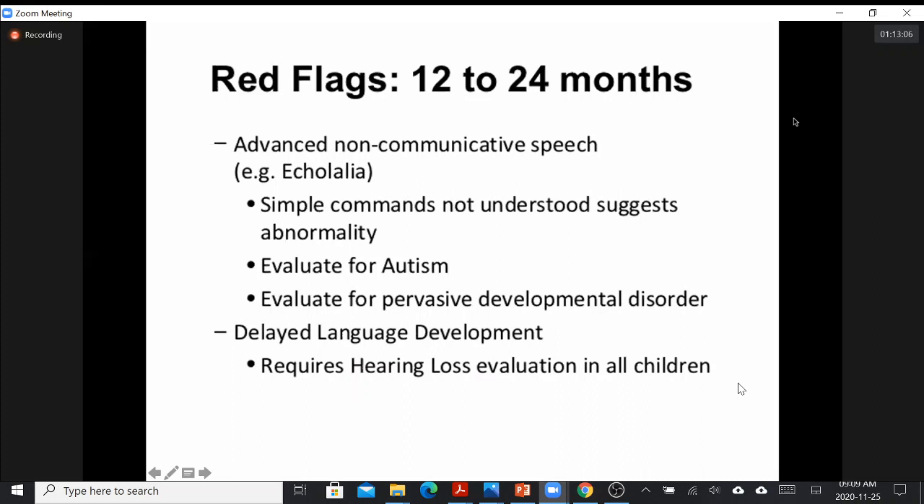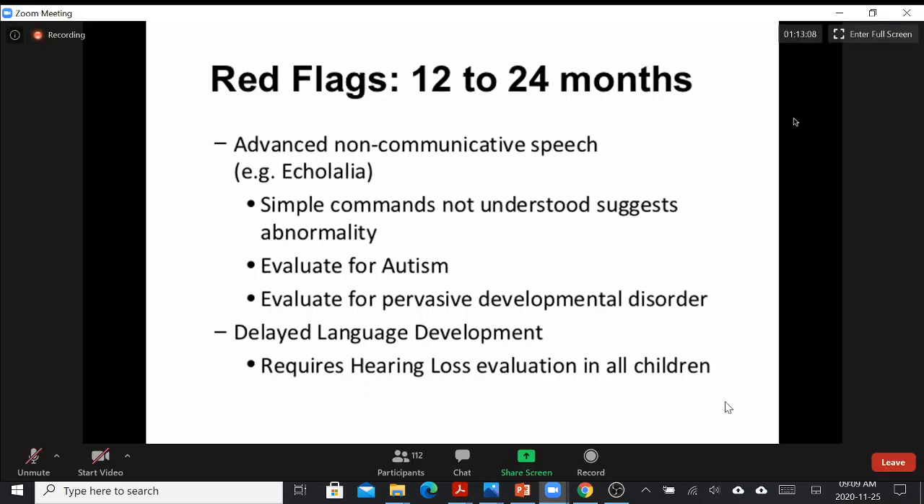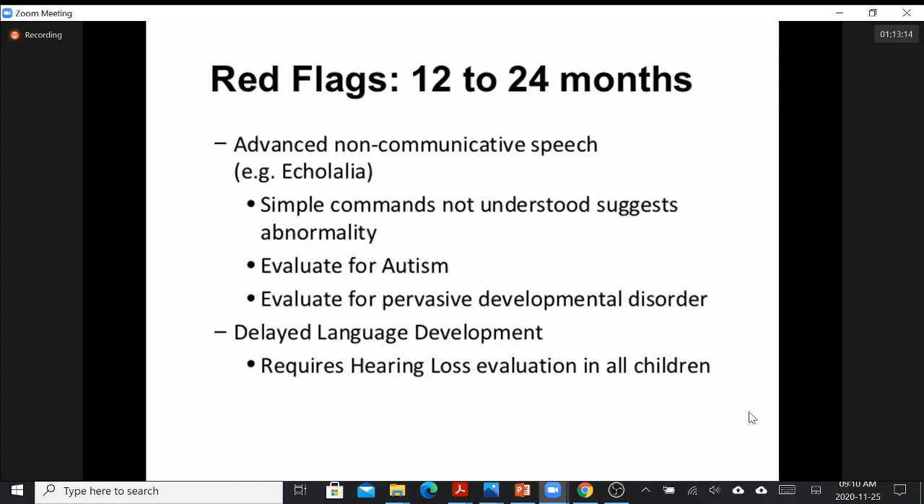Then again, some more speech red flags would be if there is a delay in language development, it requires evaluation for hearing loss. But if there is a different type of non-communicative speech called echolalia, you have to evaluate for different diseases like developmental disorders, autism, stuff like that.